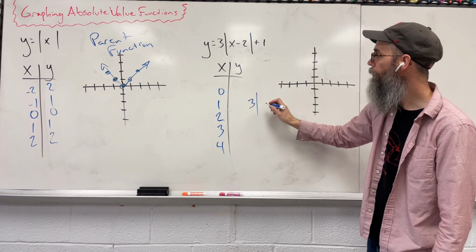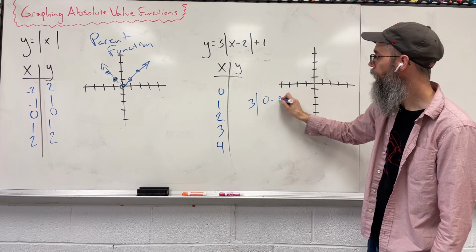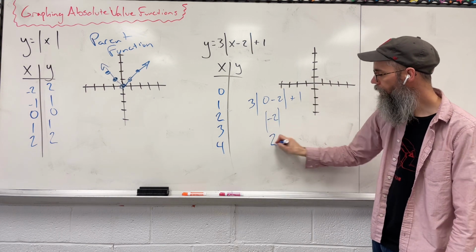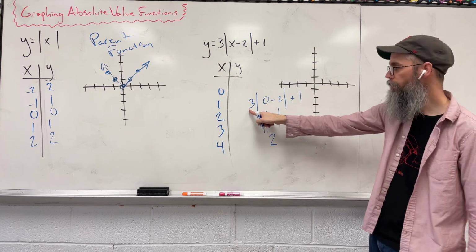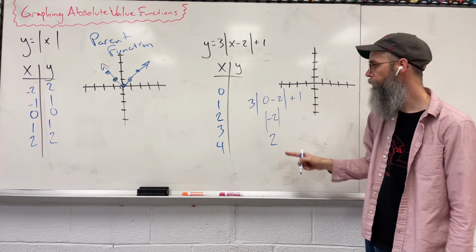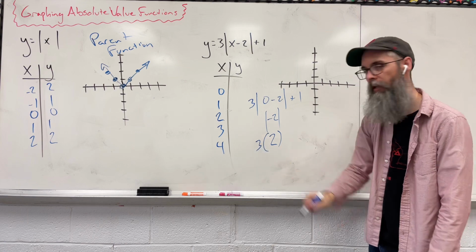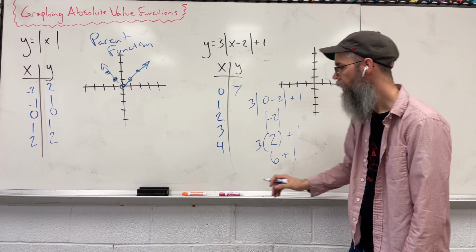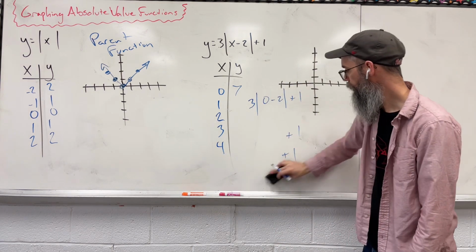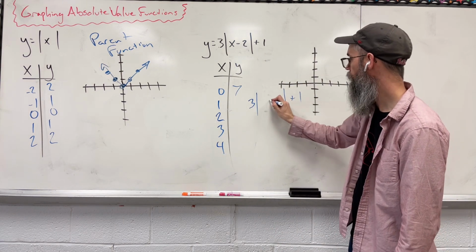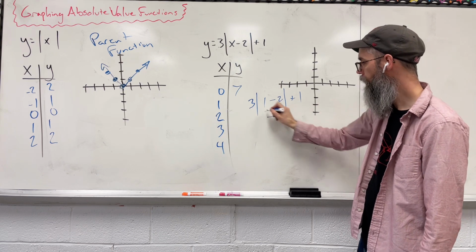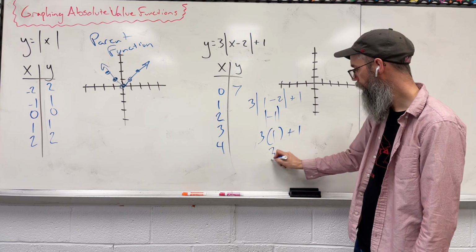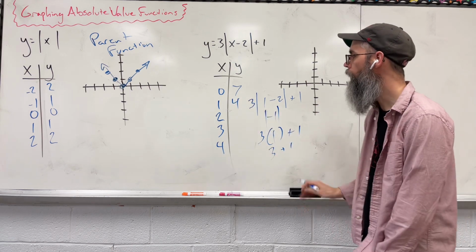So 3 absolute value 0 minus 2 plus 1, giving us -2. The absolute value, that is 2. Now be careful. This 3 outside is being multiplied to this whole group. I still want it to be multiplied to that answer. 6 plus 1, giving us 7. Let's do that again. Let's put a positive 1 in there. 1 minus 2 is -1. Absolute value is 1. Multiply that by 3. Add 1. 3 and 1 gives us 4.